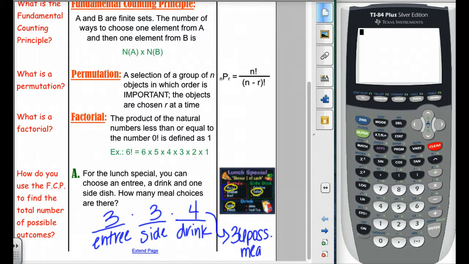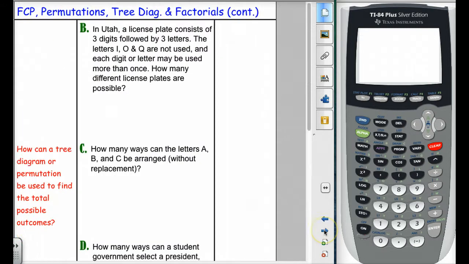One thing you're going to discover really quickly is that almost all of your answers, when we deal with probability and statistics, will have labels on them. So please make sure you don't forget them. Moving on to the next example, we have that in Utah, we've got license plates consisting of 3 digits followed by 3 letters. In Utah, they do not use the letters I, O, and Q, and each digit or letter may be used more than once. So we want to know how many different license plates are possible.